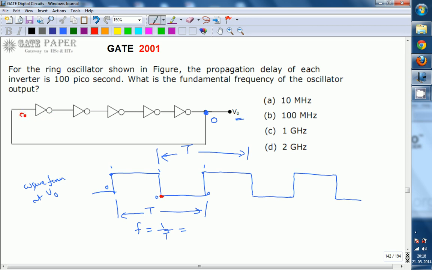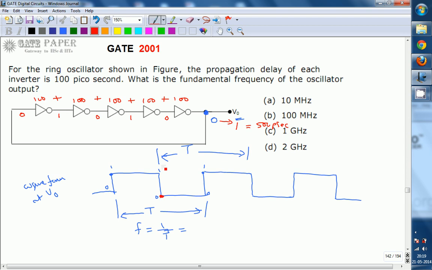The input for this inverter will change to 1 after 100 picoseconds, and this 1 to 0 takes place after another 100 picoseconds. This 0 will become 1 at the output of the third inverter, which also takes 100. This 1 will become 0 after 100 more, and this 0 will change to 1. So the total time required is the sum of these 5 inverters, 100 plus 100 plus 100 plus 100 plus 100, that is, the 0 to 1 change requires 500 picoseconds.